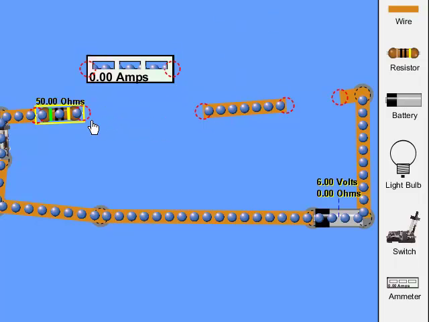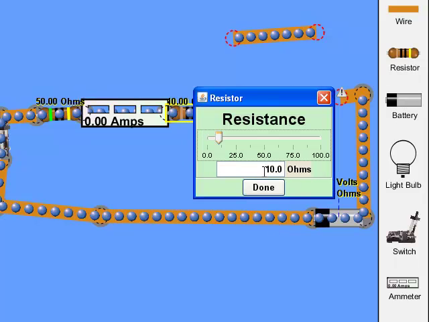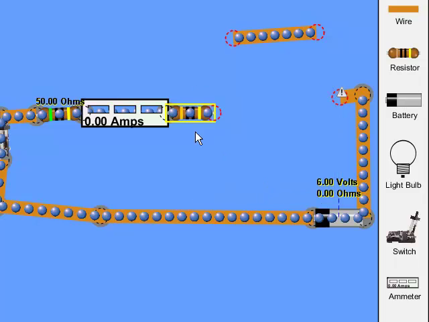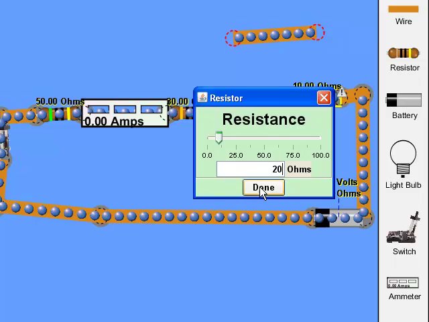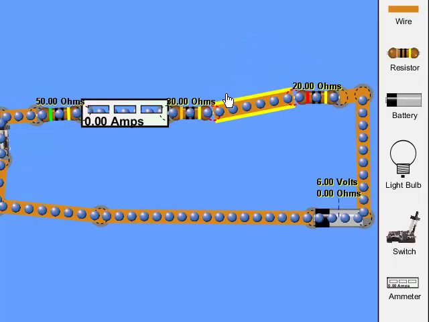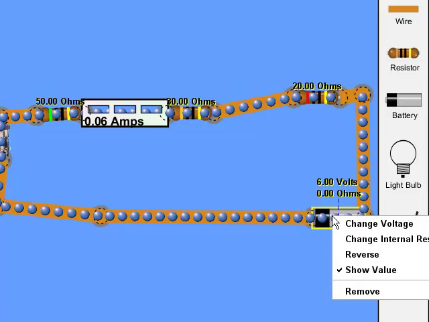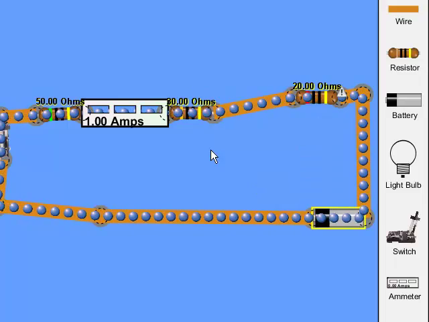Alright. So I put a resistor in here. Oh yeah, the first one is actually 50 ohms. And the next one is going to be 30. Show the value. And the third one is going to be 20. Show the value, and then I put this one in here, and then it's already working, except I have to change the voltage because it says 100 volts.